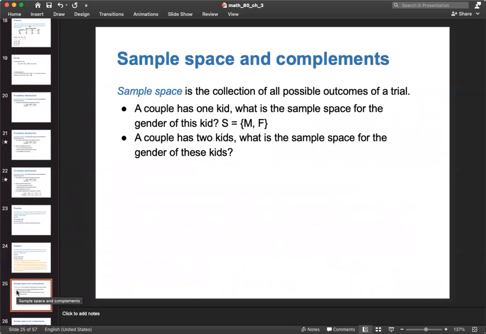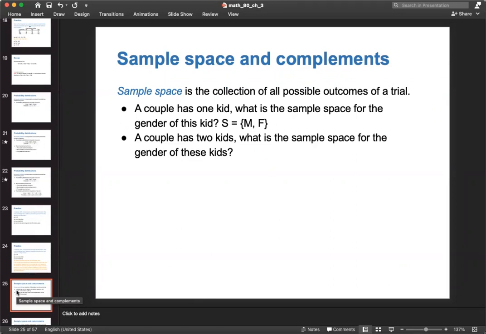Okay, let's take a look at the sample space and complements. So sample space, what is this exactly? Well, it's just a collection of all the possible outcomes of a given trial, right? So it's a list of all the possible outcomes. Like I said before, when you're doing a probability experiment, you usually know what the outcomes can be. You just don't know what a randomly chosen one will be.